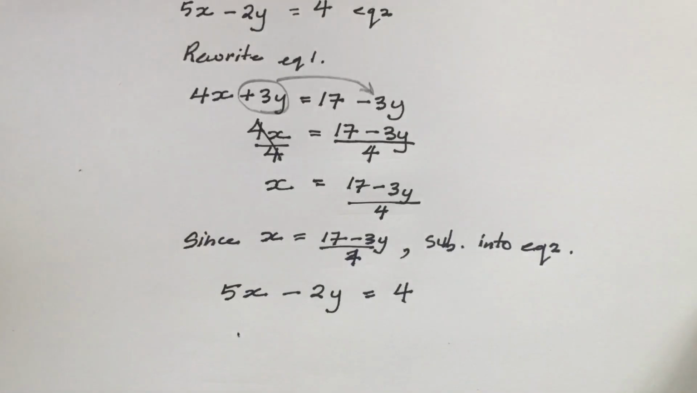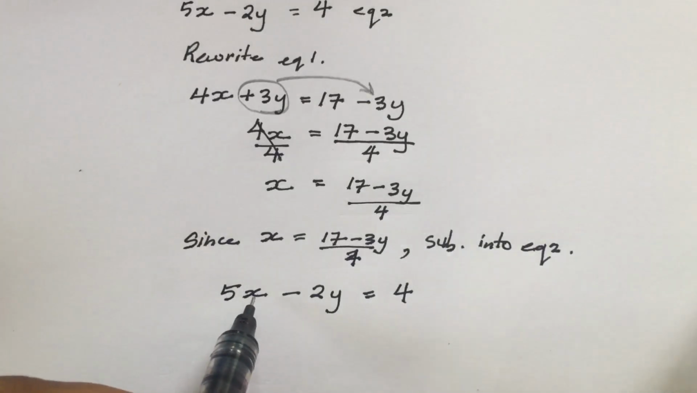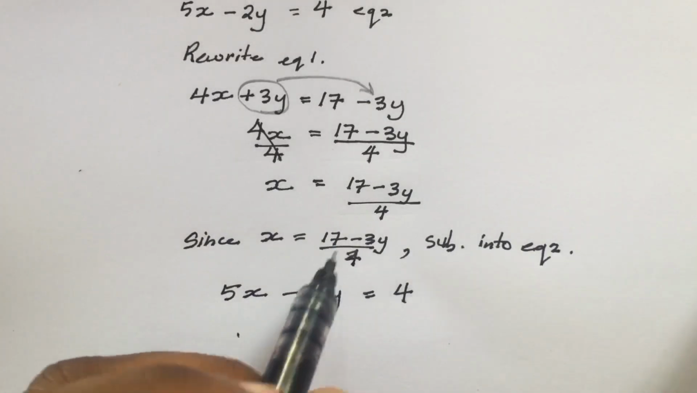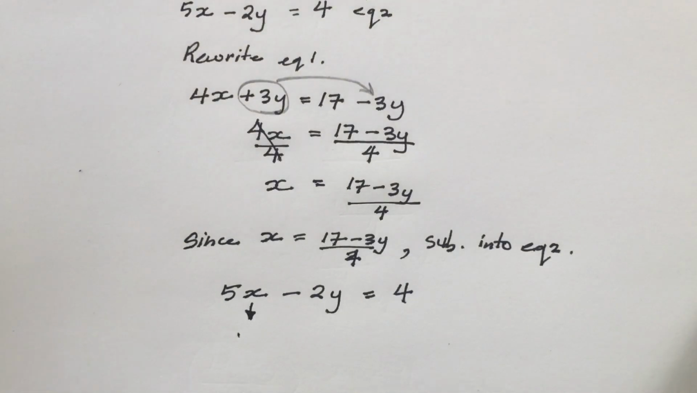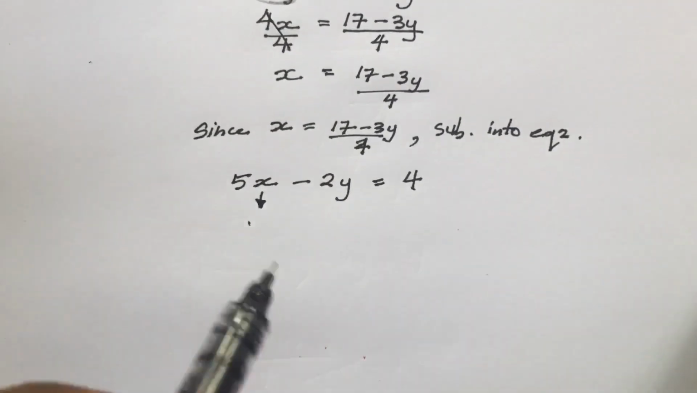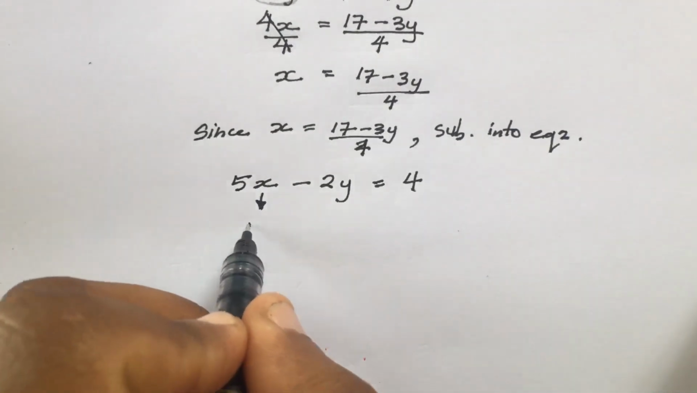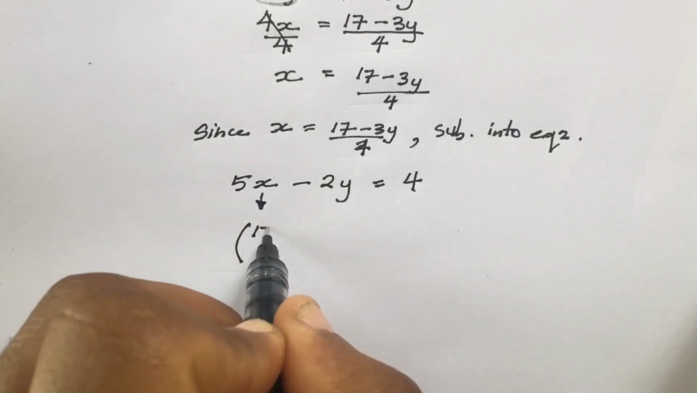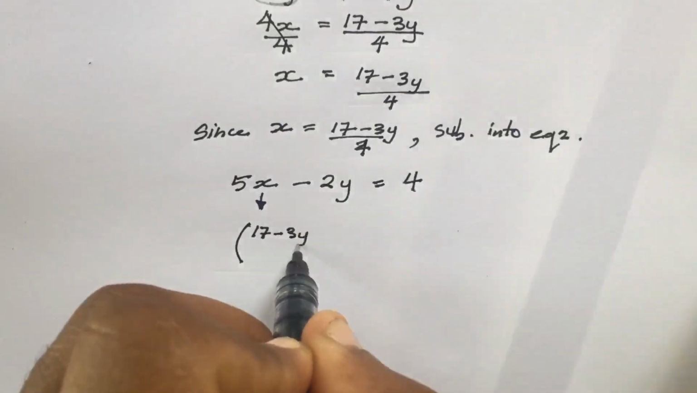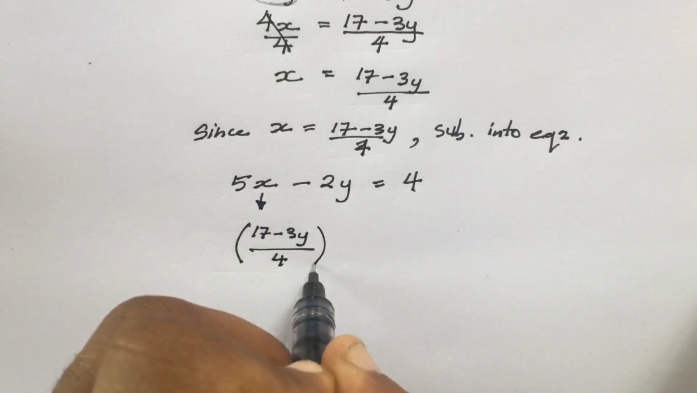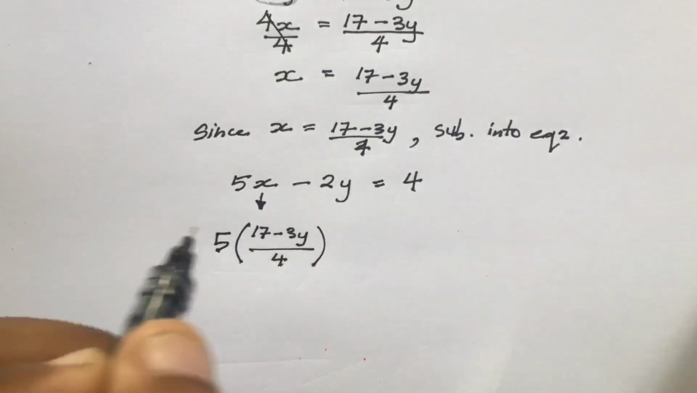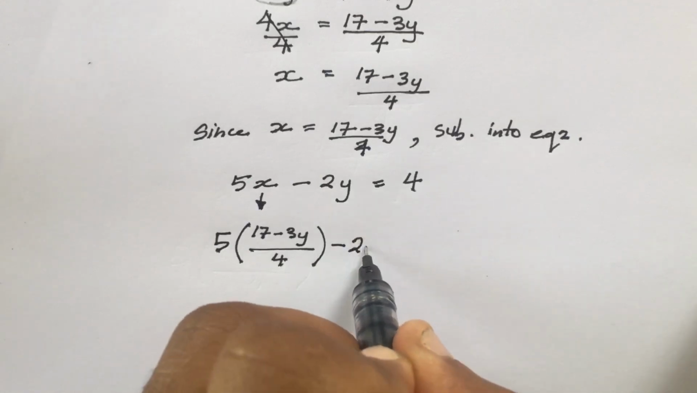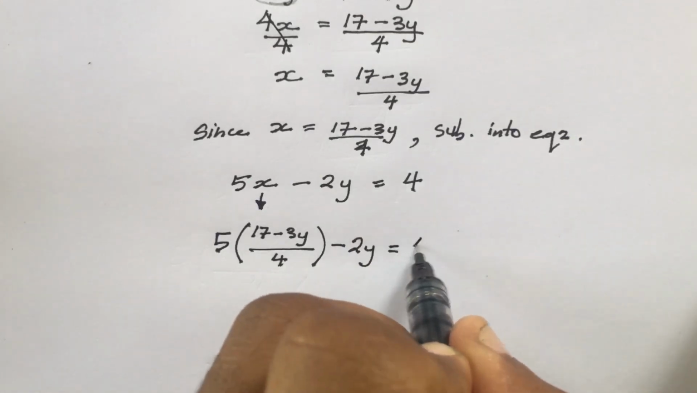And remember, wherever we see x, we're going to take out x and put in this algebraic fraction. And when we're substituting, we're going to use brackets. So here's that x, and I'm going to use brackets to put in 17 minus 3y all over 4. And notice that 5 came before that x, so this 5 is going to come back. And I'm going to put back everything that was around that x.